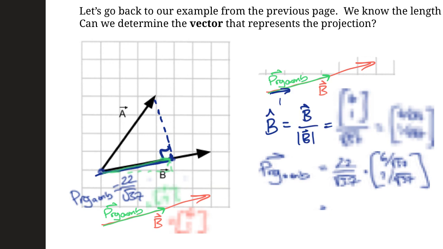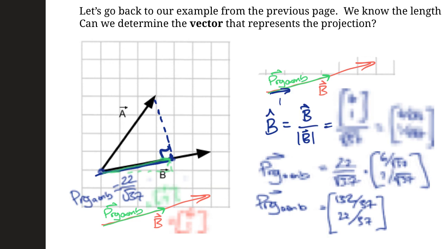So 22 times 6 is 132. And then we're going to multiply the root 37 by root 37, which is just 37. And then we're going to multiply 22 times 1, which is just 22 over 37. I can check, can I reduce that? I don't think I can reduce that. I think 37 is a prime number that cannot be divided. Yeah, that's right. So that's our new vector, the projection of A on B.